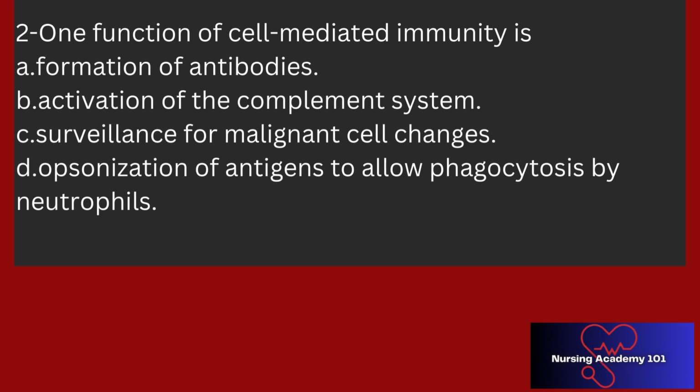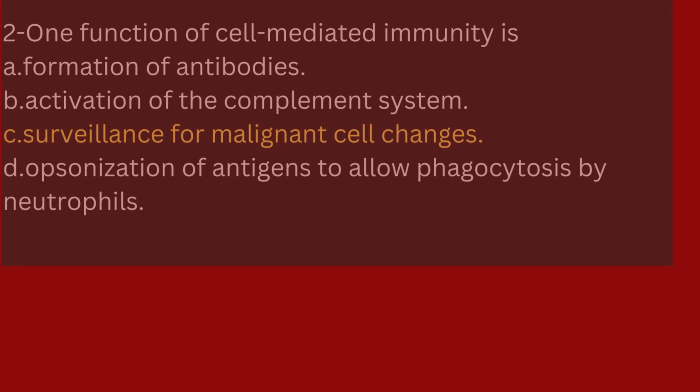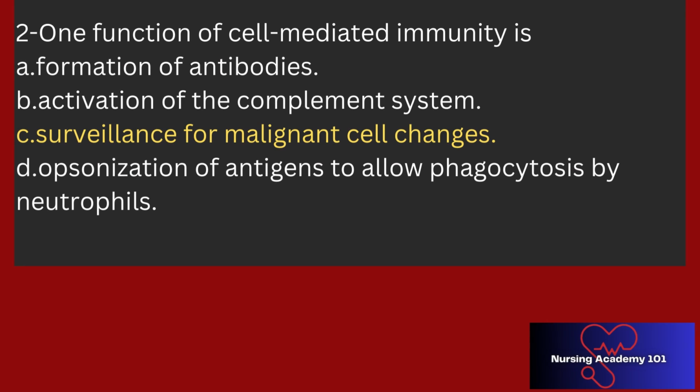Question number 2. One function of cell-mediated immunity is: A. Formation of antibodies. B. Activation of the complement system. C. Surveillance for malignant cell changes. D. Opsonization of antigens to allow phagocytosis by neutrophils. The answer is C. Surveillance for malignant cell changes.